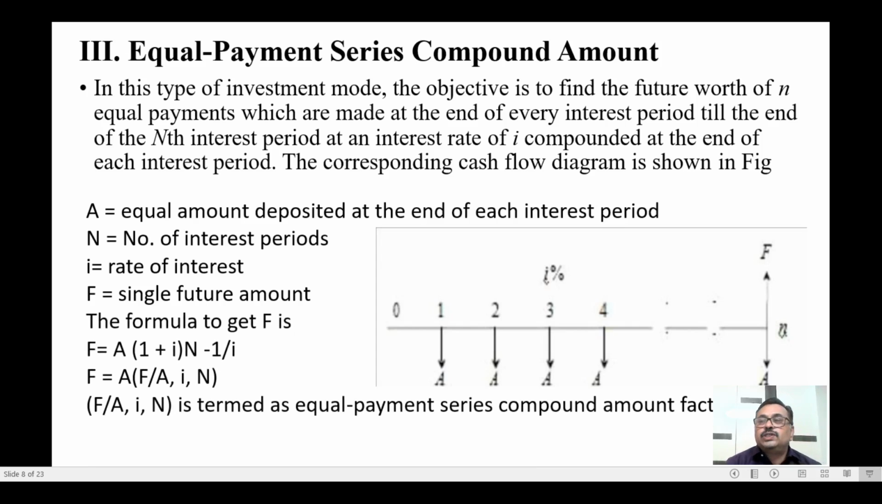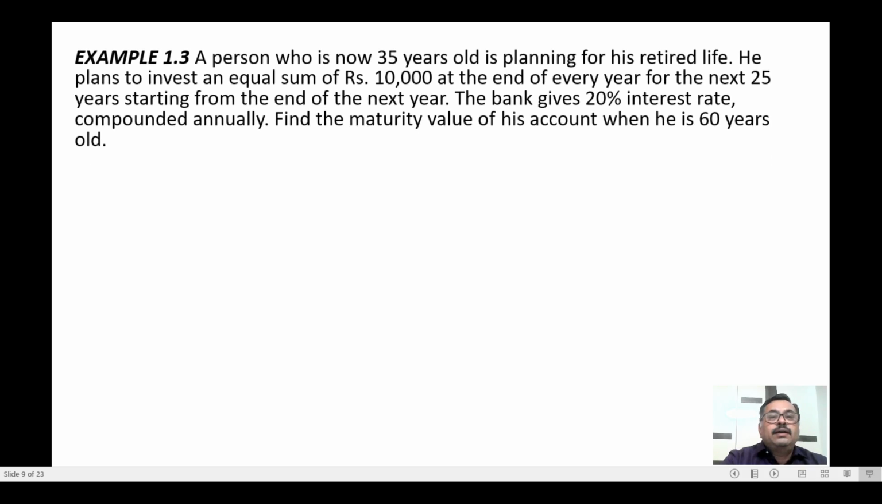The formula used to find F is F equal to A into ((1 plus I) to the power of N minus 1) divided by I. The notation that we use for this is F equal to A into F by A comma I comma N. That is the future amount with the equal payment series A with an interest rate and time period. F by A comma I comma N is termed the equal payment series compound amount factor. Let us take an example and see how exactly we will calculate here.